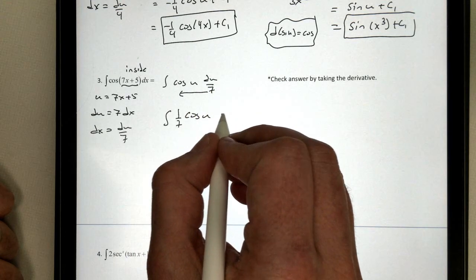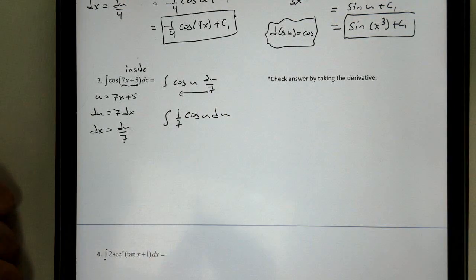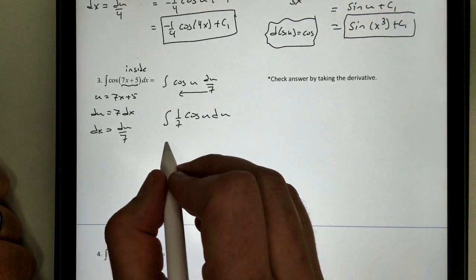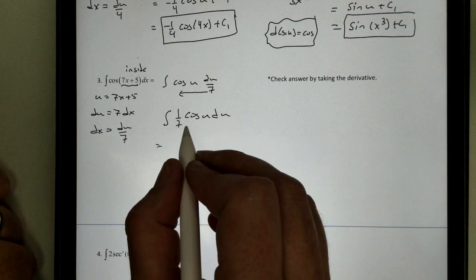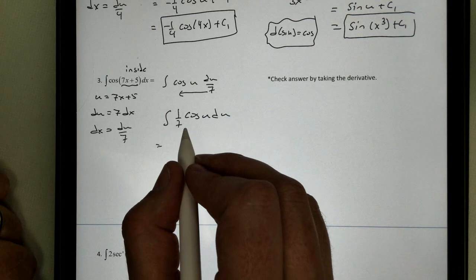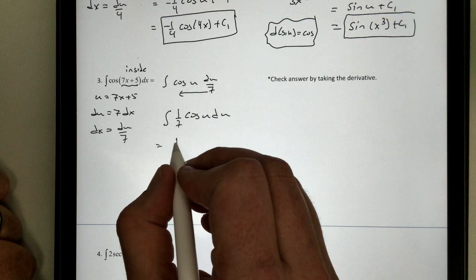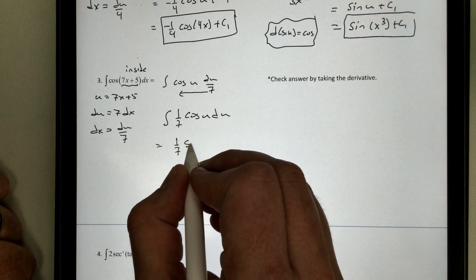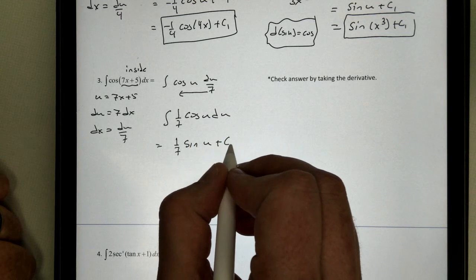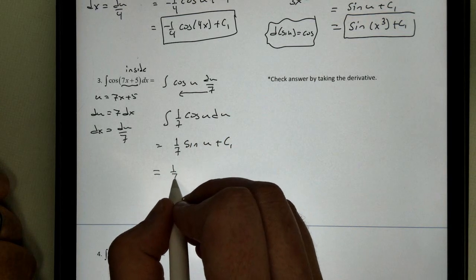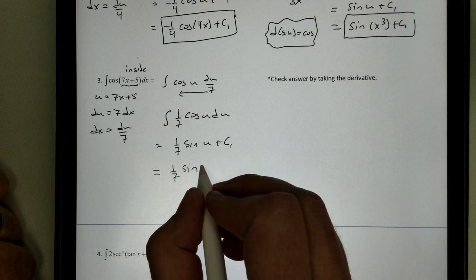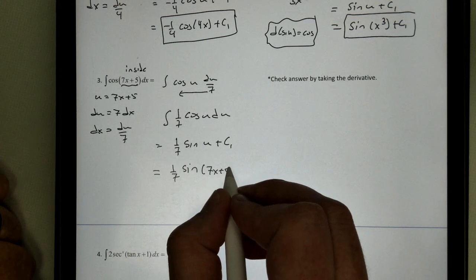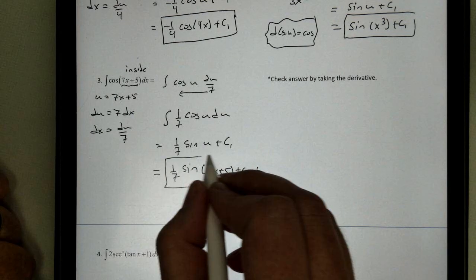I'm going to write this as a fraction, 1/7, because it's on bottom, it's a fraction. Cosine of u, don't forget your du, your differential. And remember, what function's derivative is cosine? That is sine. So we get 1/7 sine of u plus c1. Replace your u, we get 1/7 sine of 7x plus 5 plus c1, and there we go.